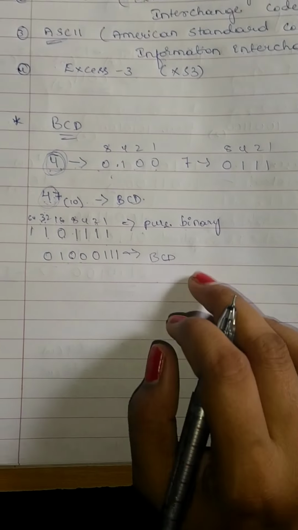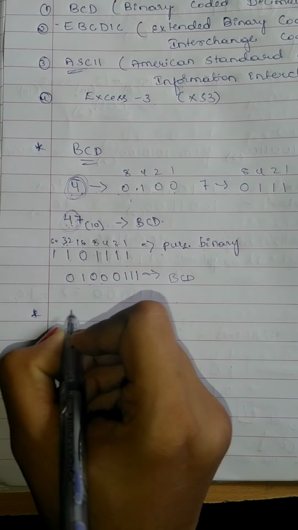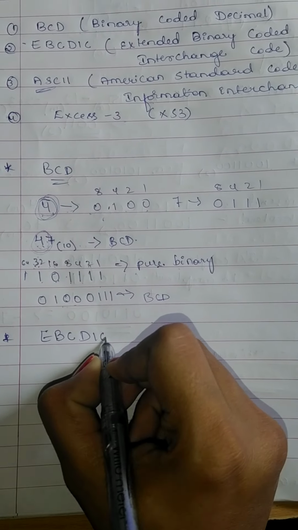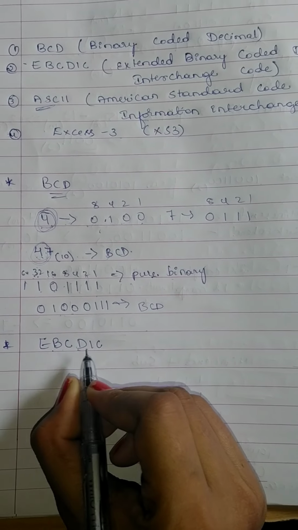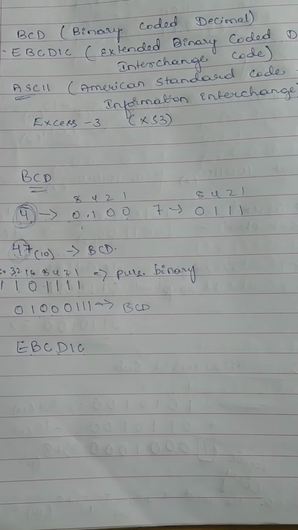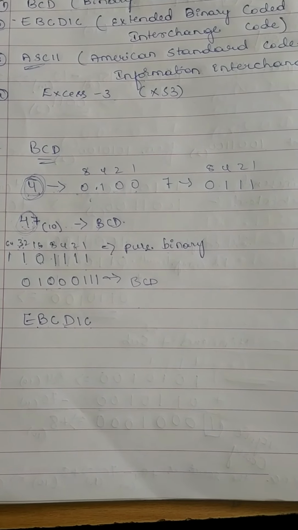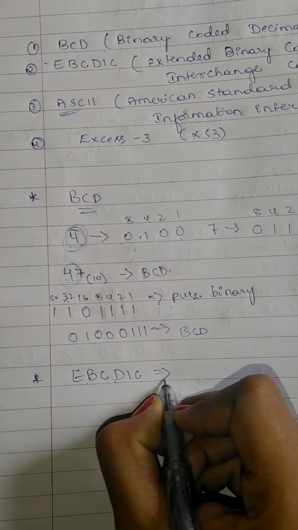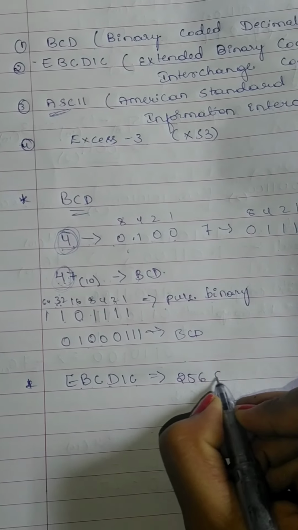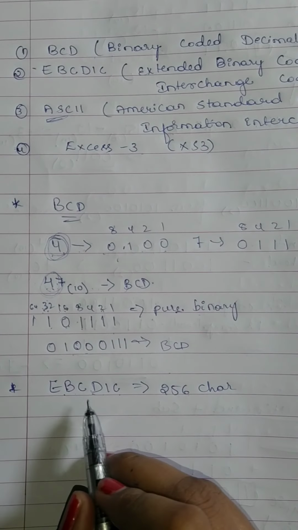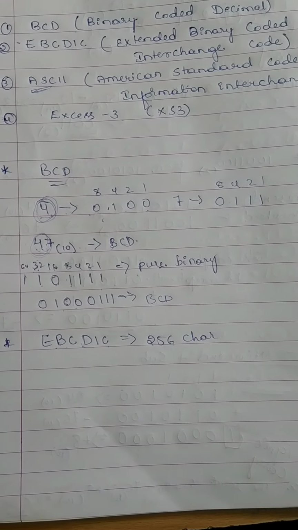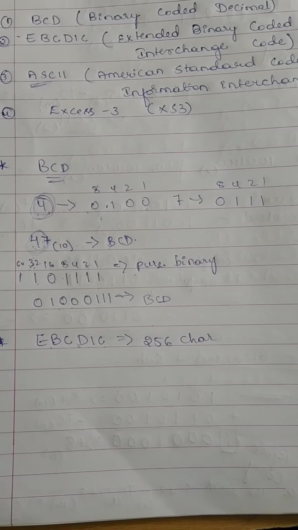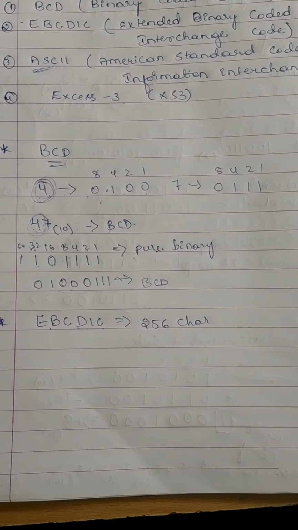Okay, but with the help of EBCDIC, Extended Binary Coded Decimal Interchange Code, I can represent up to 256 characters. 256 characters can be represented with the help of EBCDIC. Okay, so it is an 8-bit code, so it is divided into 4-bit groups.